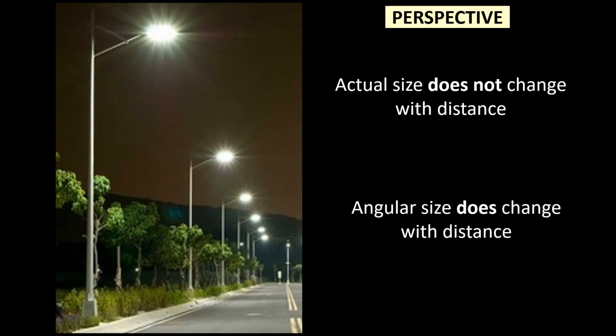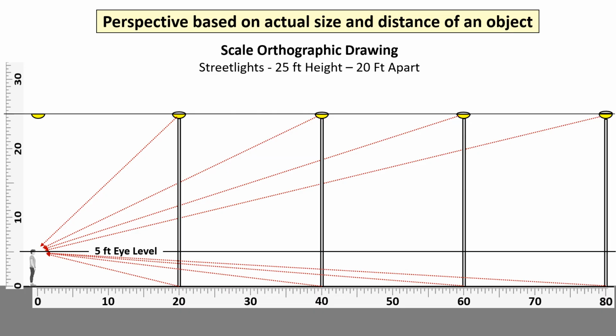Now, flat earthers always like to use streetlights as an example, and we should be able to agree that the actual size of these streetlights does not change. It is the angular size that changes with distance. And since perspective is based on the actual size and distance of an object, we can use a scale orthographic drawing to understand exactly why we see the perspective that we do.